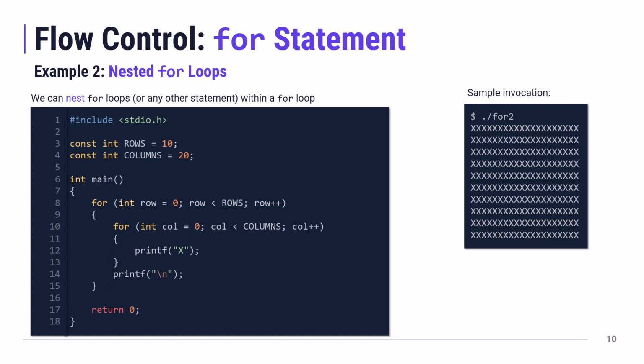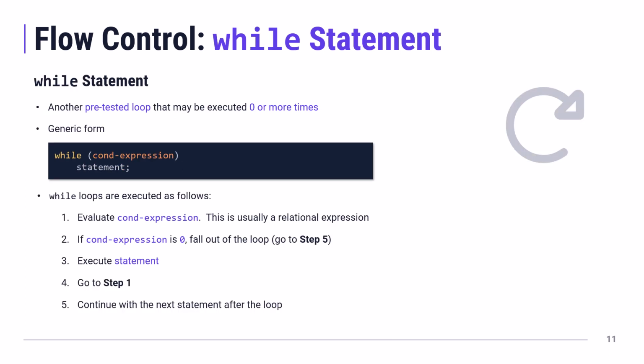of x's. Okay, so the while statement, another pre-tested loop that may be executed 0 or more times. So again, I think we're all familiar with this, but we test at the start before we execute the body of the loop. Is the conditional expression non-zero? If so, we execute the statement and then we go back up and evaluate that conditional expression again. If it evaluates to 0, then we're done and we continue with the next statement after the loop.